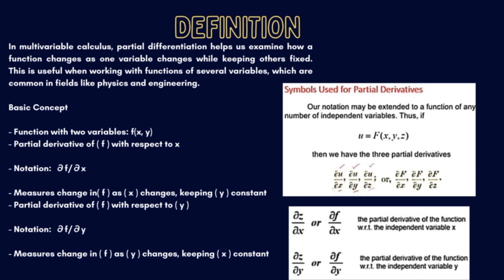These are some symbols used for partial derivatives. Our notation may be extended to a function of any number of independent variables. Thus, if u equals f of x, y, and z, then we have the three partial derivatives.